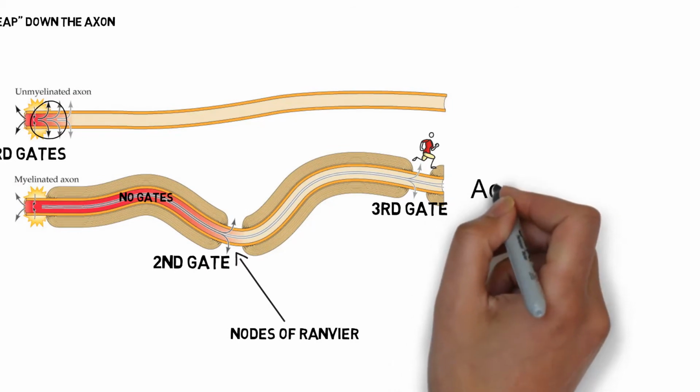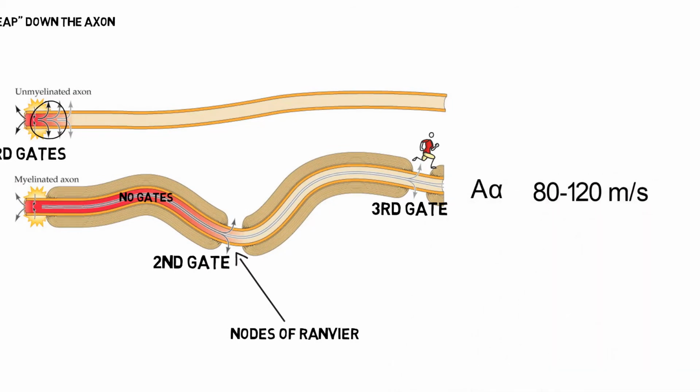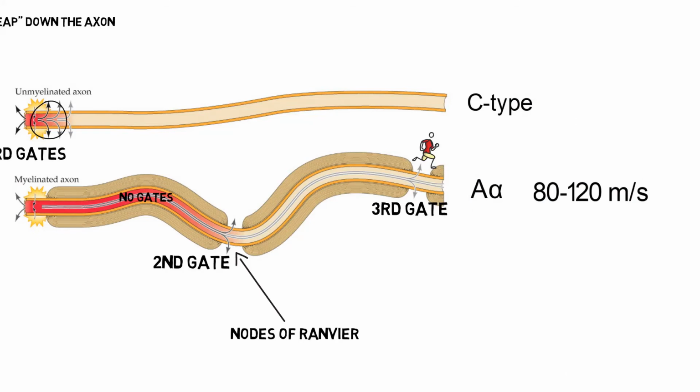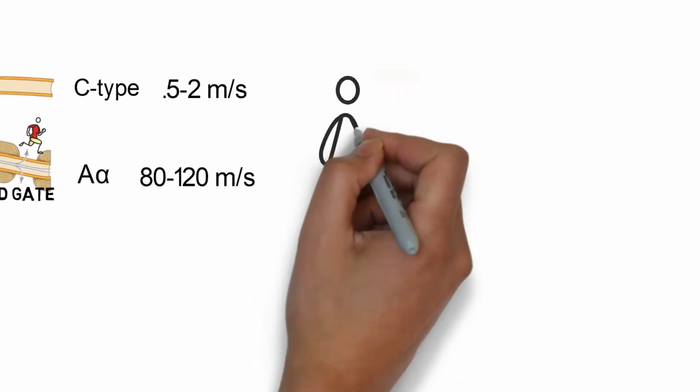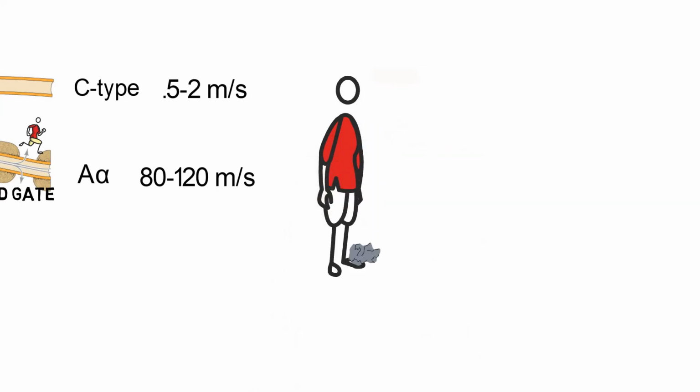For example, in A-alpha motor neurons, which are myelinated, the conduction velocity is between 80 and 120 meters per second. In C-type sensory axons, however, conduction velocity is only 0.5 to 2 meters per second, as they are unmyelinated pain fibers. This is why you can drop a rock on your toe and it takes a second or two before you fully feel the effects.